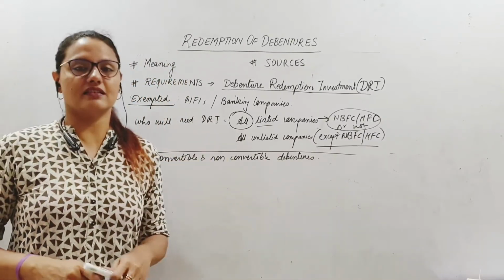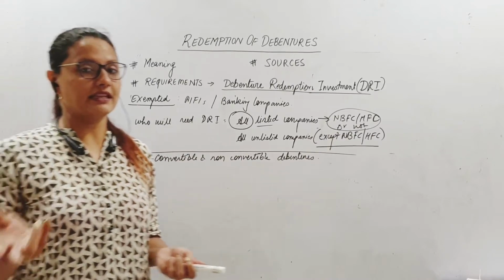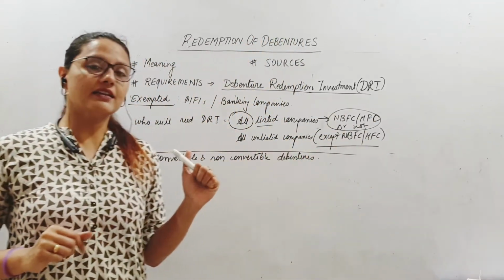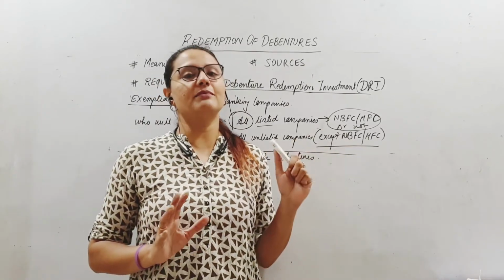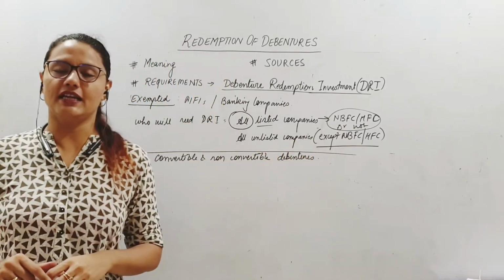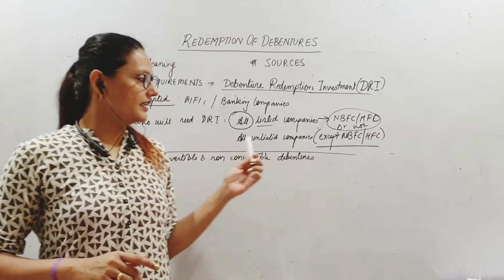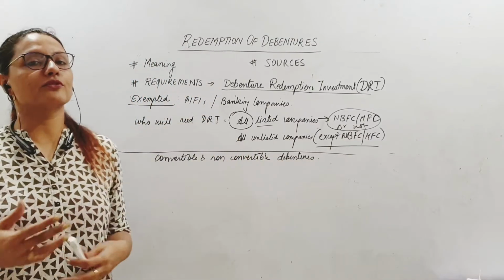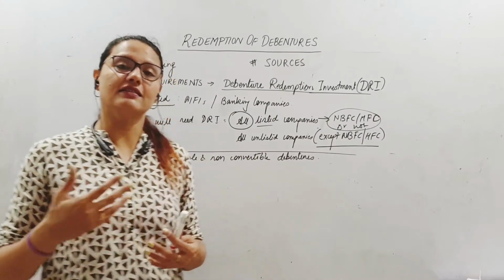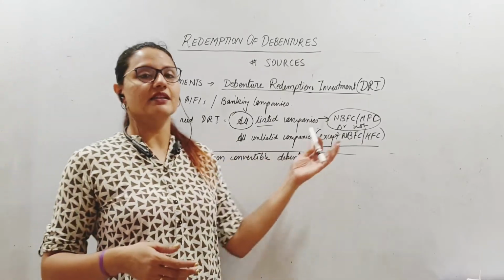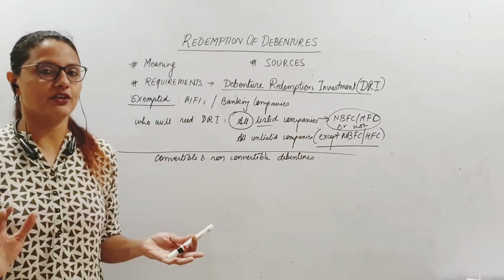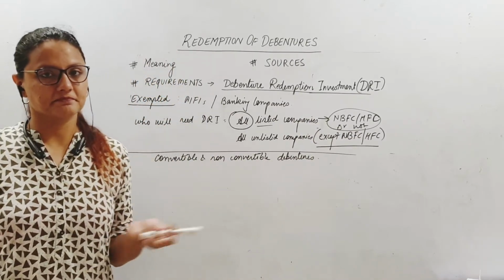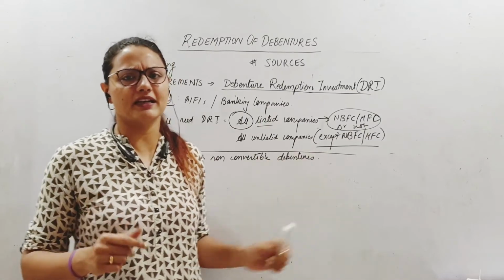Coming to unlisted companies, जिसका stock exchange में नहीं trade होता है. Unlisted companies except NBFCs and HFCs are supposed to create DRI also. DRR तो create करना ही है, right? They are also supposed to create or purchase DRI, unlisted companies. But if it is an NBFC or HFC, no need to create a DRI. बस यही है crux of the matter, right?